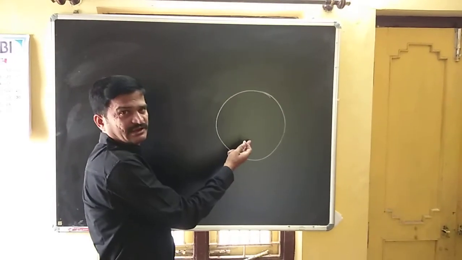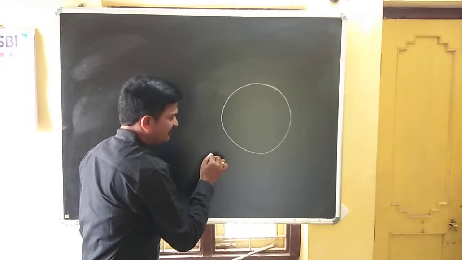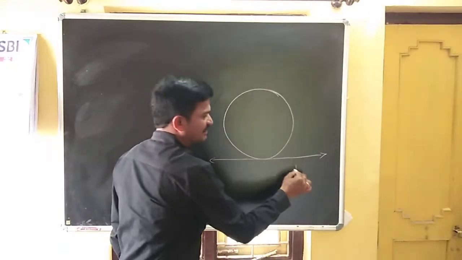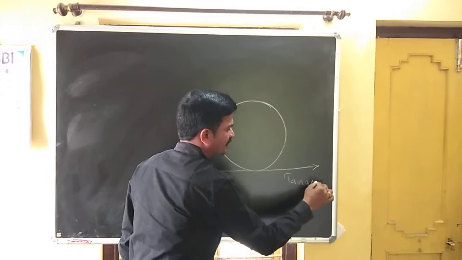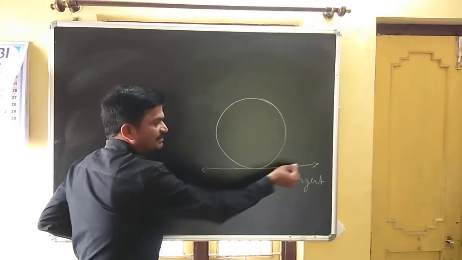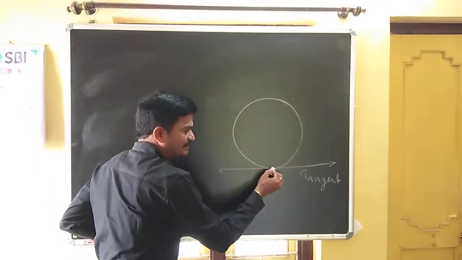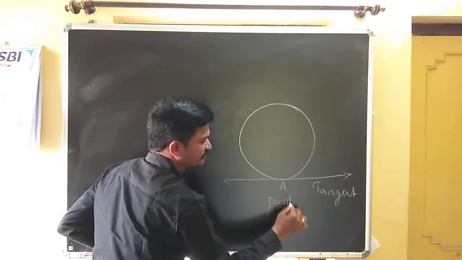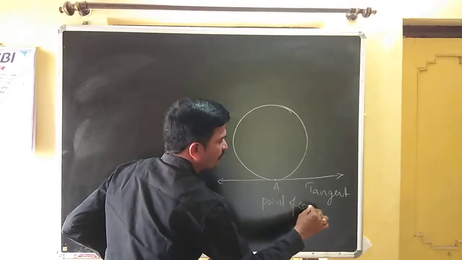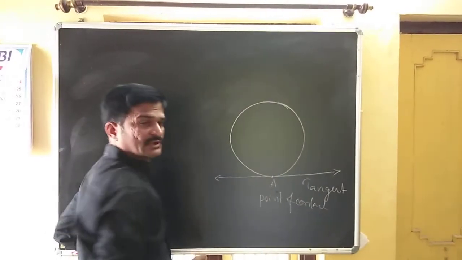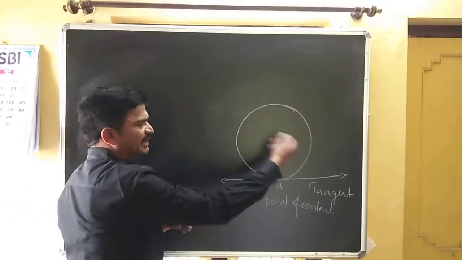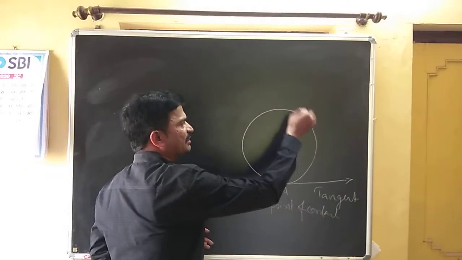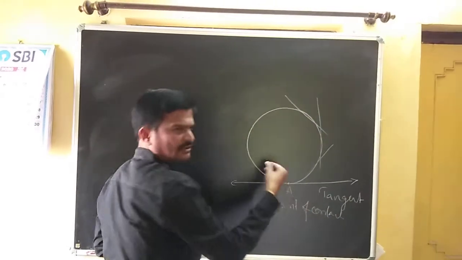This is a circle, and we learned that any line which touches the circle is called a tangent of the circle. And where the tangent touches the circle, this point is called the point of contact. Isn't it? And now, how many tangents can we draw? A circle has an infinite number of points, so we can draw infinite tangents. These are all infinite tangents.